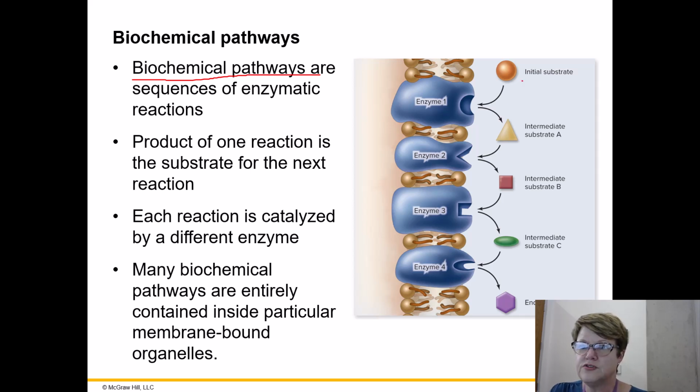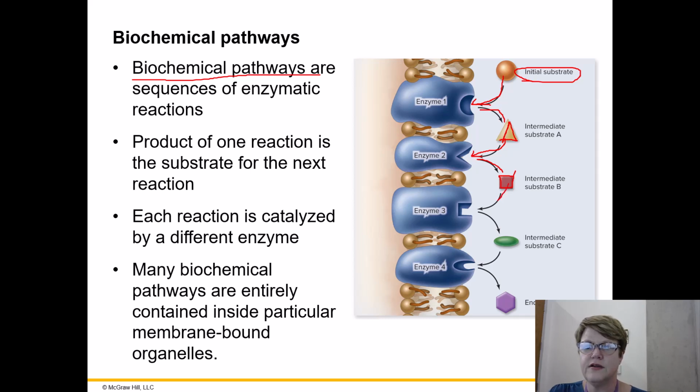The starting substrate here, the orange circle, goes into the active site of the first enzyme. And that enzyme converts it into the product, which is a yellow triangle. But that product is then the substrate for the next enzyme in the sequence. So the product of the first reaction becomes the substrate for the next reaction. In that reaction, the triangle is converted by enzyme 2 into a square. Obviously, they're using these shapes just to show you that there's a change.